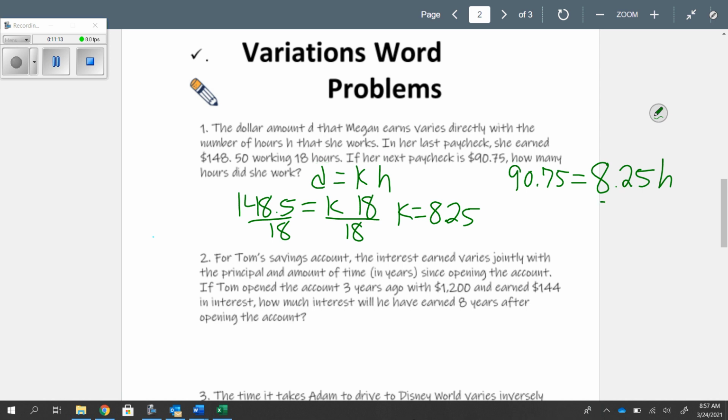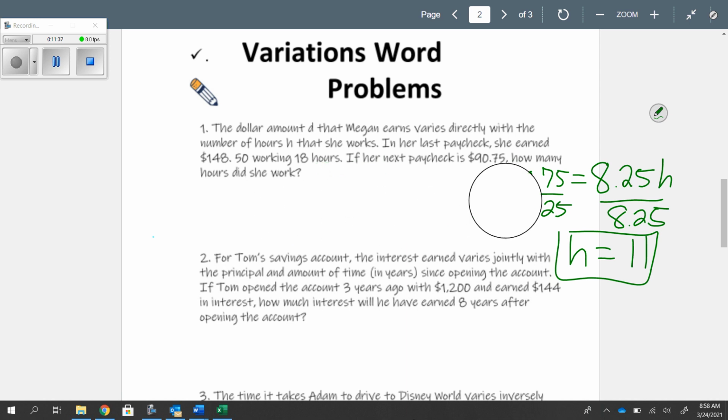So again, same thing. Divide by 8.25, divide by 8.25. H equals, again, you should have a calculator out. 90.75 divided by 8.25 is 11. And we're done. Hopefully y'all see what I'm saying. This stuff is simple stuff. All right.